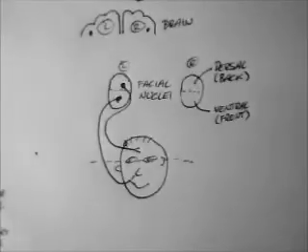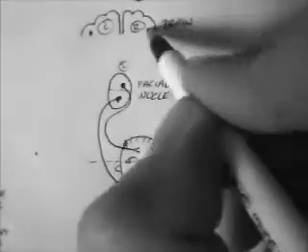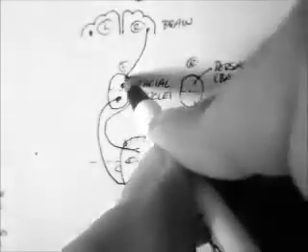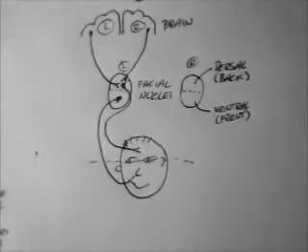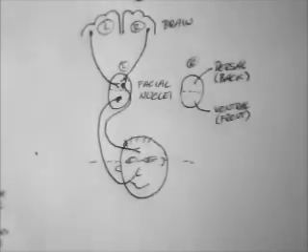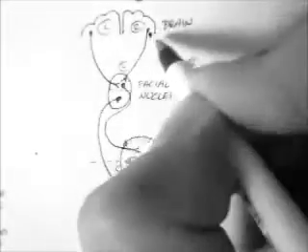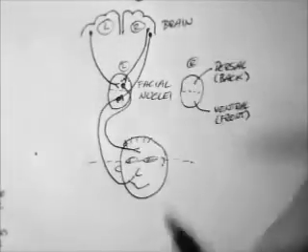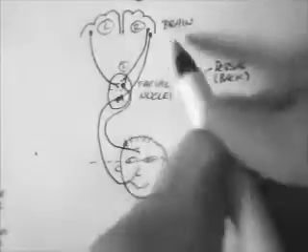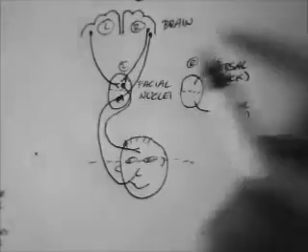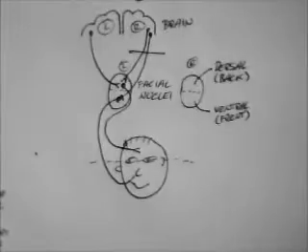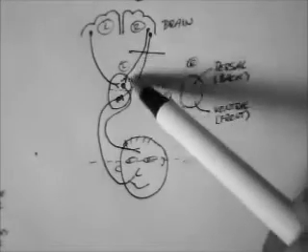Now there's innervation from the brain down to the facial nuclei, and the dorsal nuclei is innervated by both the left and right side of the brain. However, the ventral nuclei is only innervated by the contralateral, so that means from the opposite side, part of the brain. So if I have a motor neuron lesion through here, this would be an upper motor neuron lesion.